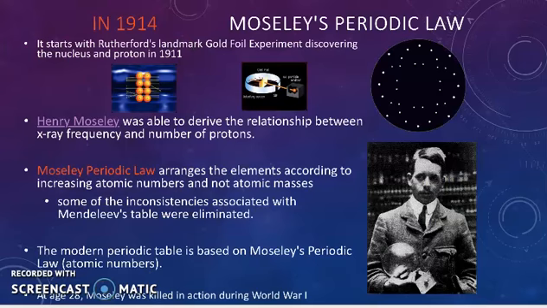Next we have in 1914, Moseley's periodic law. It starts with Rutherford's landmark gold foil experiment, if you remember the very first unit, talking about him finding the nucleus and then eventually the proton in 1911 through his gold foil experiment. Moseley was able to derive the relationship between X-ray frequency and the number of protons. So he was actually able to start discovering how many protons there were inside the nucleus of each of those elements, and we could use the atomic number of the element.